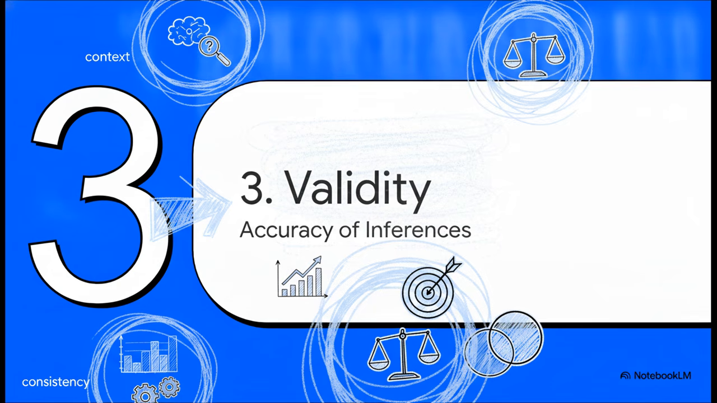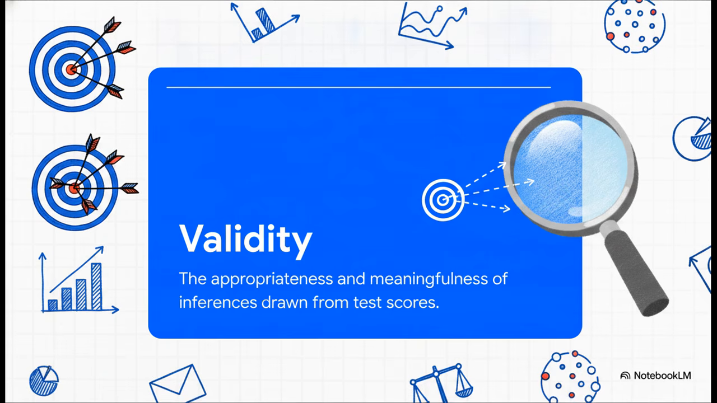Pillar 3, validity, the accuracy of inferences. We've got context, we've got consistency, but now we need to talk about the philosophy of the score itself. Validity is arguably the single most fundamental issue in all of assessment. It refers to the appropriateness and the meaningfulness of the inferences we draw from test scores for a specific purpose. Returning to our archery analogy from earlier, if reliability was hitting the same spot on the target repeatedly, validity is making absolutely sure that the spot you're hitting is actually the bullseye. A test doesn't just need to be consistent, it literally has to measure the thing we actually care about.